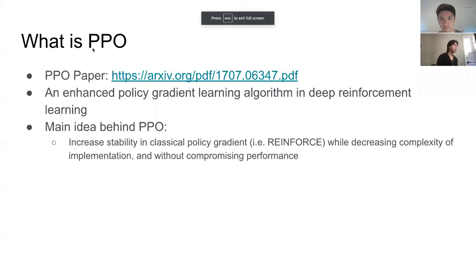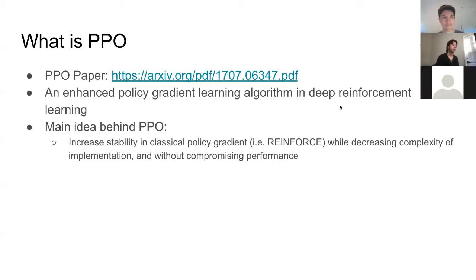I'll talk about the history of PPO once I define it a little better. PPO is what we call an enhanced policy gradient learning algorithm, and this is in the field of deep reinforcement learning. I know a lot of you don't have much experience with RL in particular, so let me break this down. Reinforcement learning is one of those subfields of AI as a whole, just like machine learning, recommender systems, deep learning, supervised learning, unsupervised learning. Reinforcement learning is just one of those subfields.